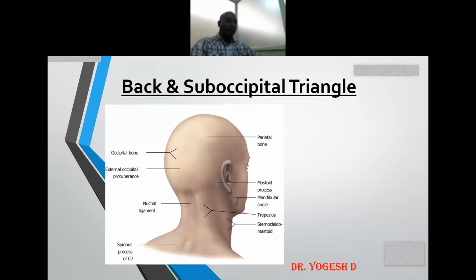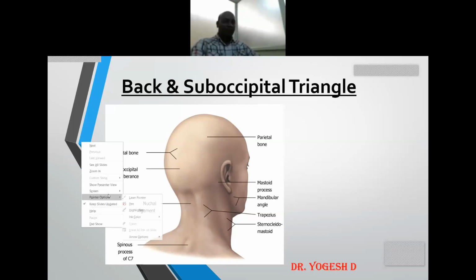of upper limb, like the trapezius, the levator scapulae, okay, the splenius. These muscles are seen. Trapezius is a muscle of the upper limb. Okay, so there are important landmarks in the back of the neck.